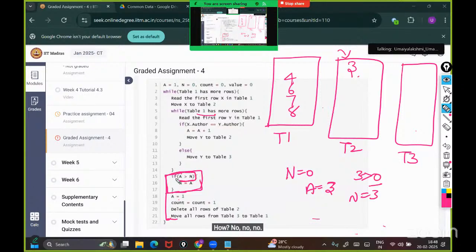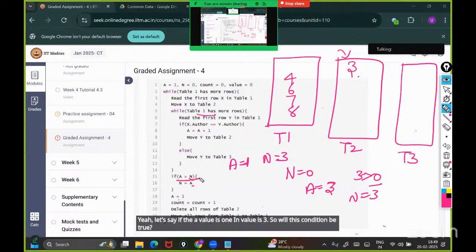Can you see here? What is the condition given here? A is greater than n. If and only if A is greater than n, then n is reinitialized, right? If not, the condition would already be false. Let's say the A value is 1 and the n value is 3. Will this condition be true? No.